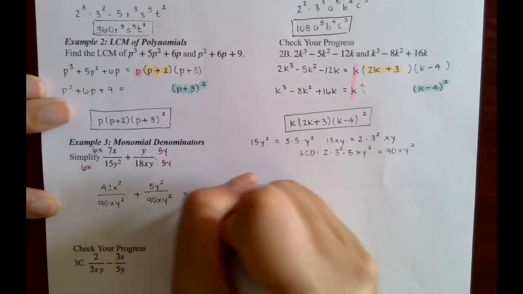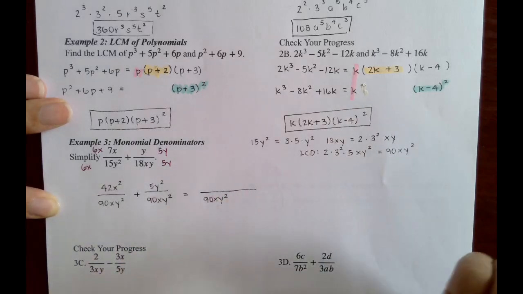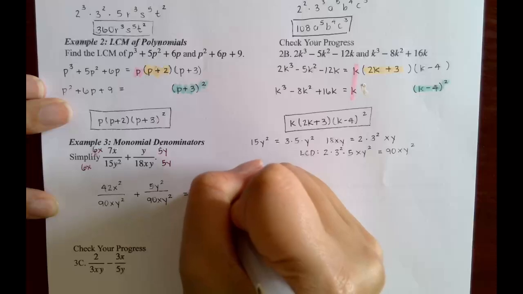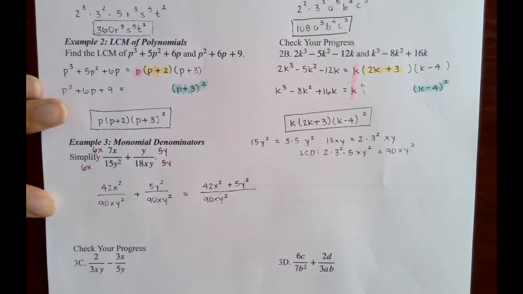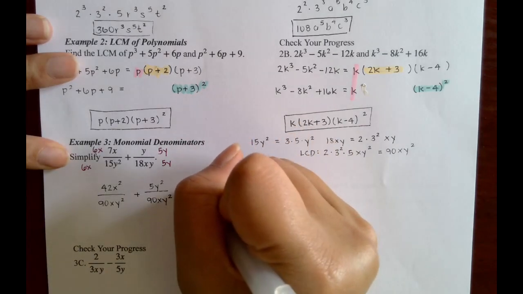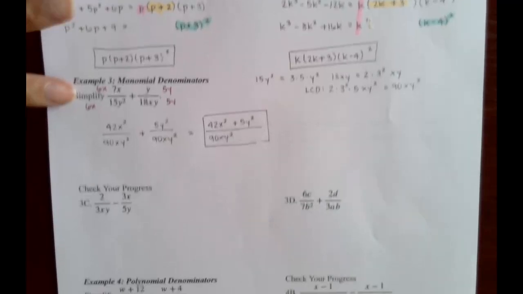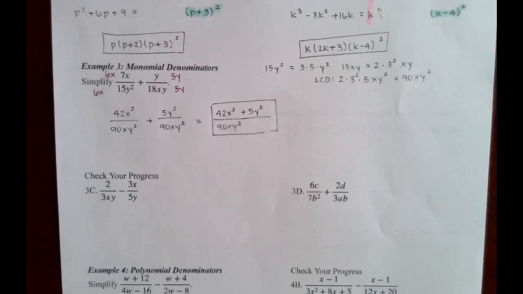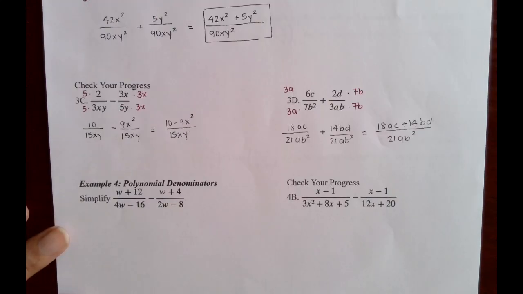And when we're adding fractions, once we have our common denominator, it stays the same. Okay. And then the top we just add. In this case, there are no like terms, so it would just stay as 42x squared plus 5y squared all over 90xy squared. And there you go. Yep. So why don't you try CYP 3C and 3D and come check your answer when you're done. Okay.